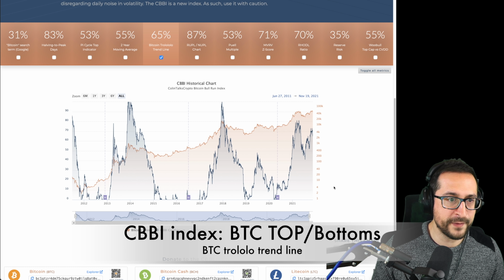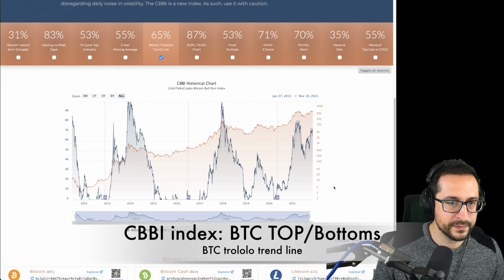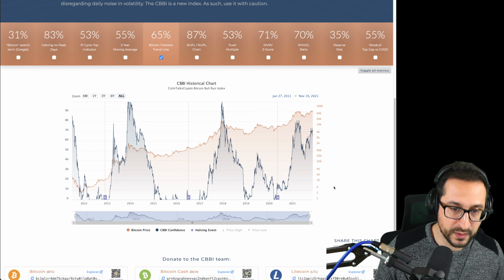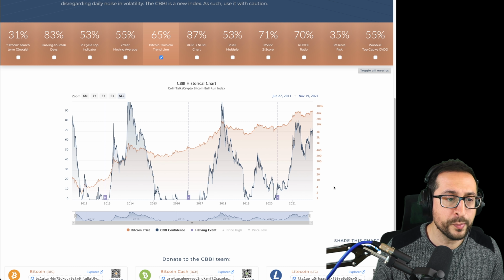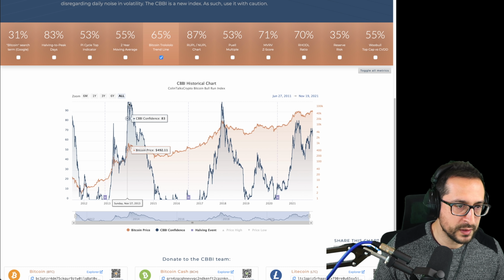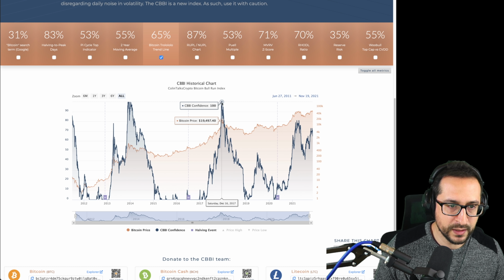And this one has a funny name. It's called Bitcoin Trololo Trend Line. At the moment, it's at 65% confidence that we are at the top. And it's got a good performance, actually, because it spotted twice the peak of the cycle.